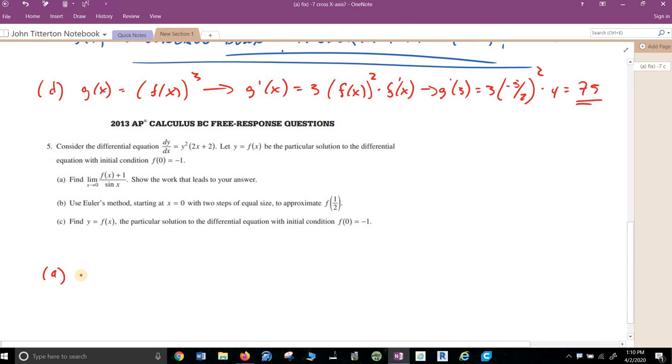If the limit as x approaches 0 of f of x plus 1 equals 0, and the limit as x approaches 0 of sine of x equals 0, then use L'Hopital's.